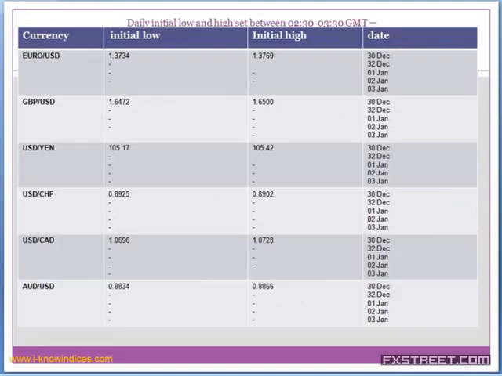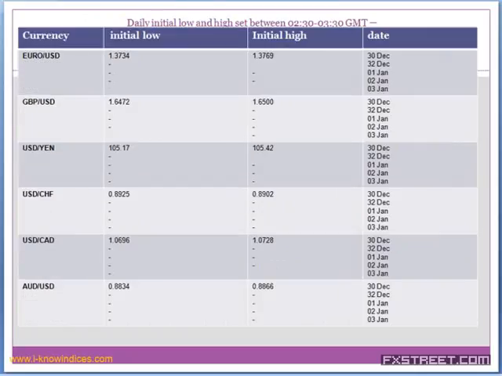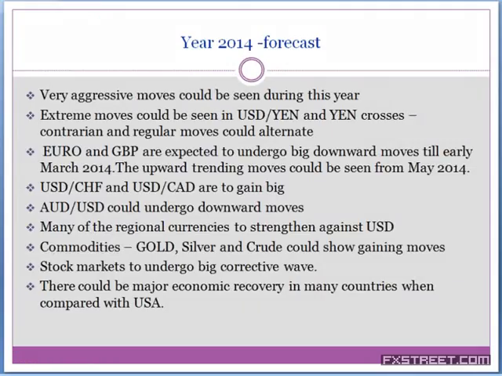The range at which the currencies are expected to make the moves is shown here. Primarily, these three currencies are expected to show high level consolidation with the upward stopping, and the denominator currencies are expected to make the upward move, and Aussie is also expected to make an upward move in order to handle the commodity prices. This is the general forecast for the year.